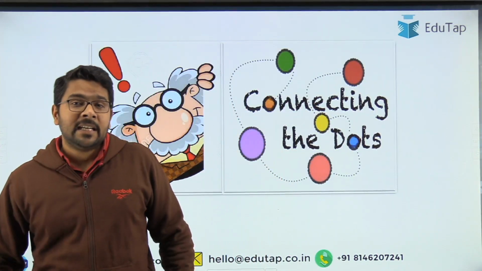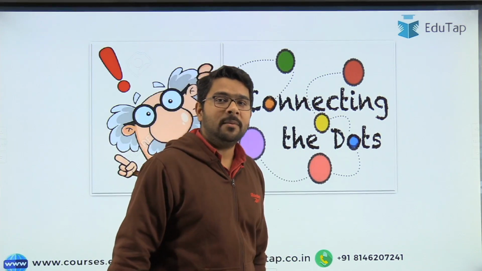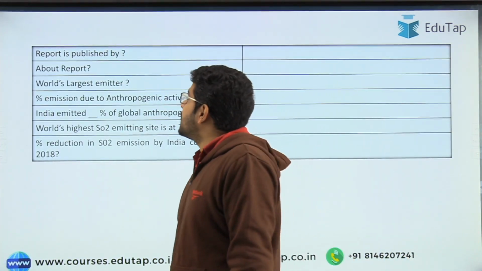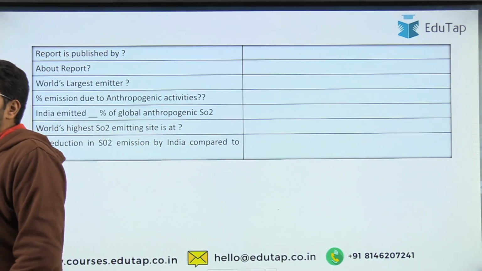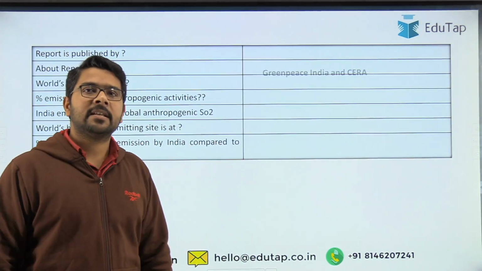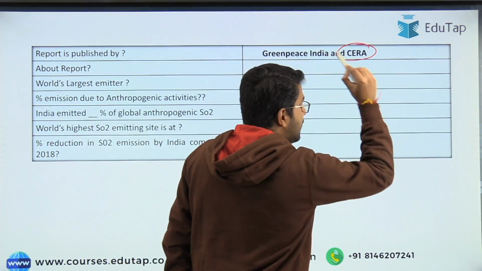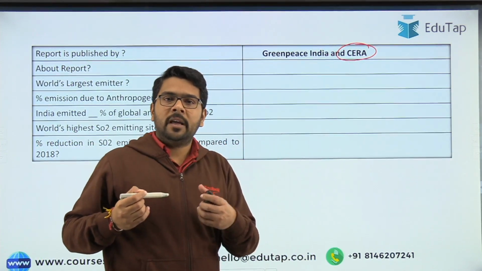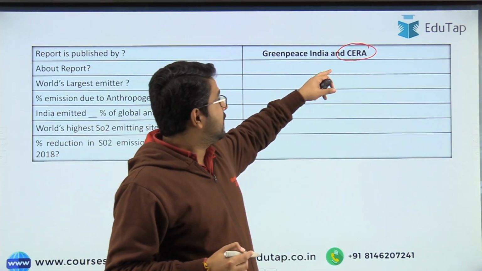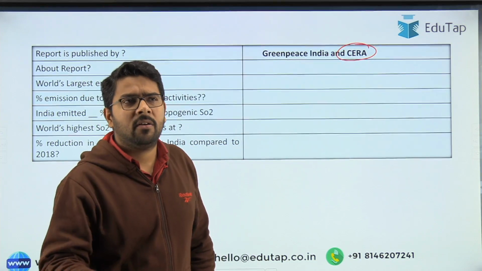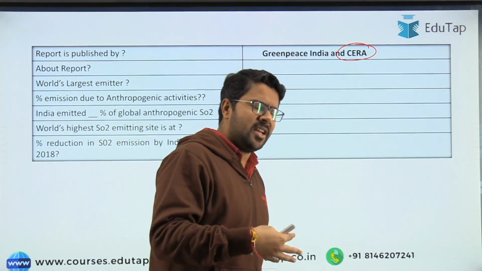So guys, now it's time to revise this report through some MCQs. First question: the report is published by which agency? We have already talked about this. The answer is Greenpeace India and CREA. Guys, I would like to refer to the page of this new agency. It is basically a newly formed agency, or we can say an NGO. I think it is an NGO.